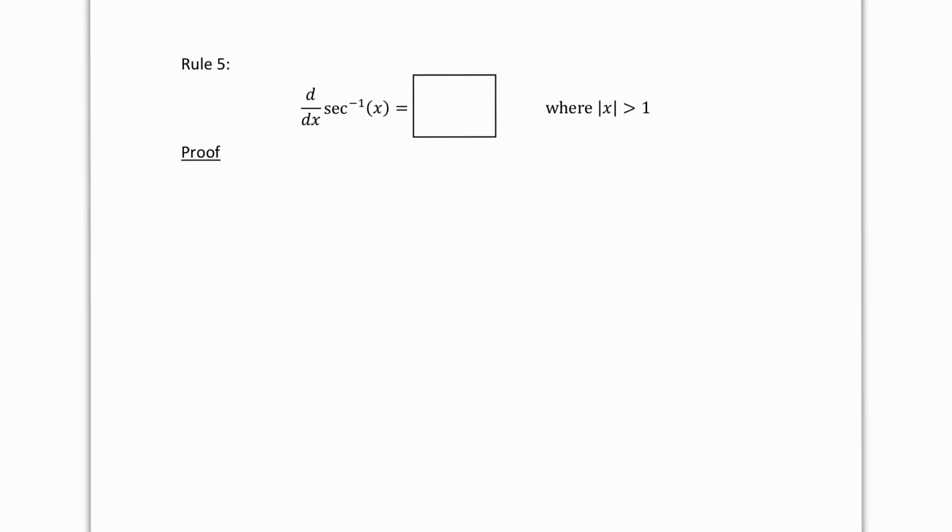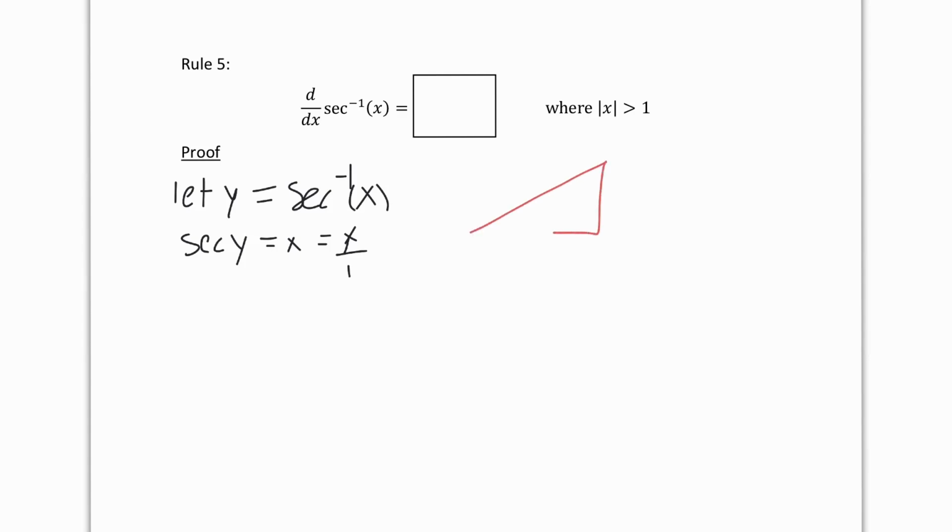Now we'll do the derivative of secant inverse together. Again, you could take a guess at this one, but it's a little bit complicated. Secant tends to be more complicated, both for its derivative and for its inverse derivative, but the process is the same. We let y equal secant inverse of x. Then you get secant of y equals x, which is the same thing as x over 1. Go ahead and draw yourself a little triangle.